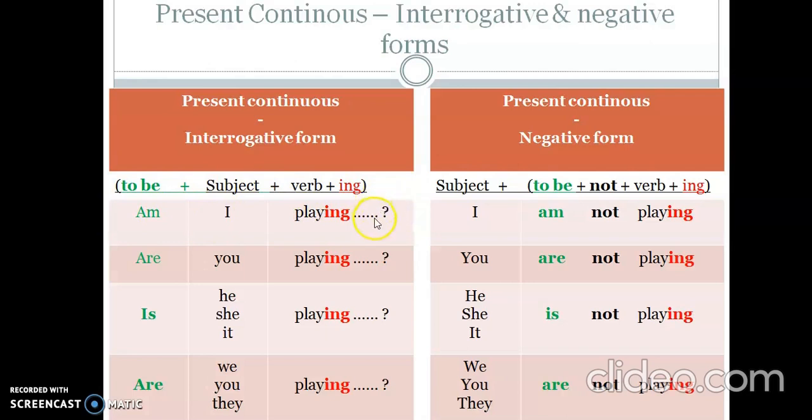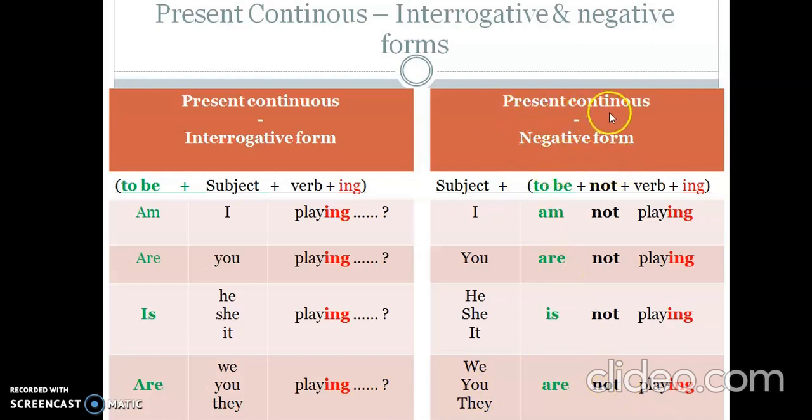So we invert. Here instead of saying you are, we say are you. It's a question. Here he is, we say is he. We are, we say are we playing. For example, are you playing football now? The answer is no. You are watching a video. Or we can say you are not.